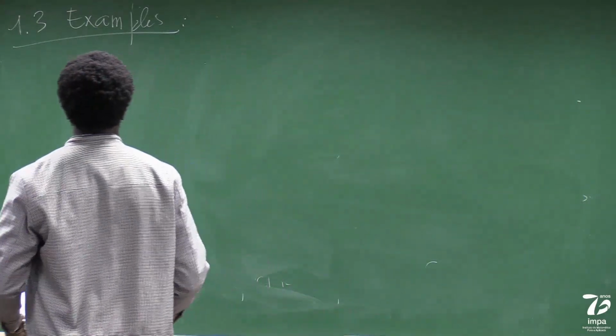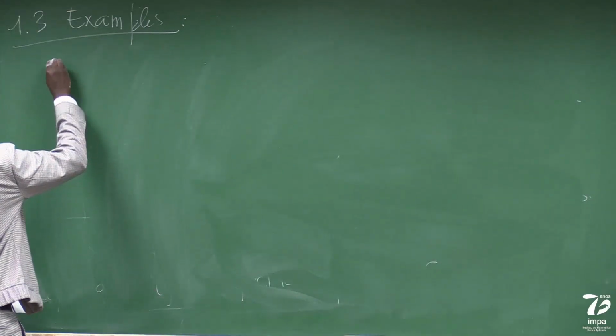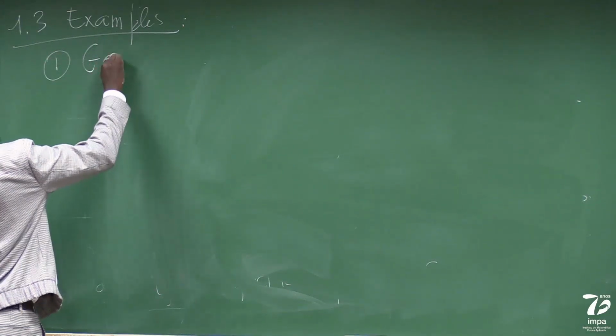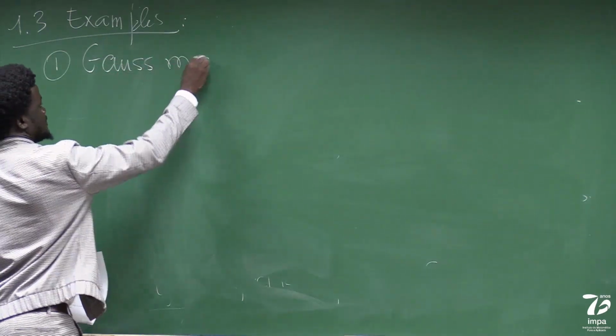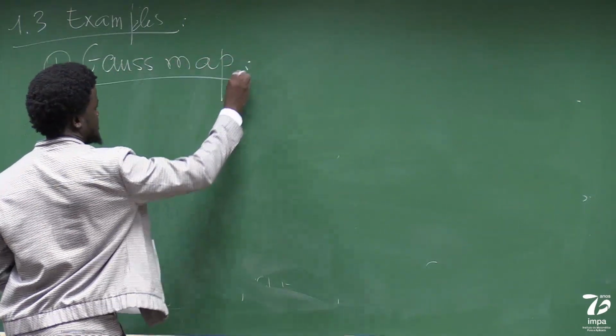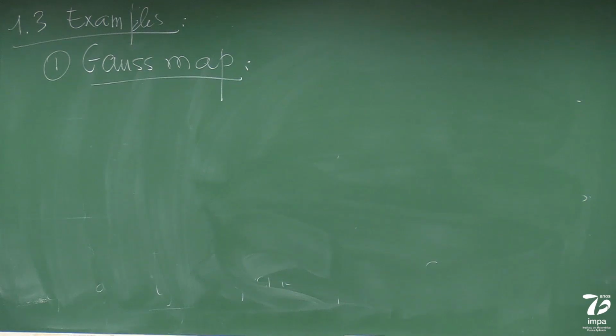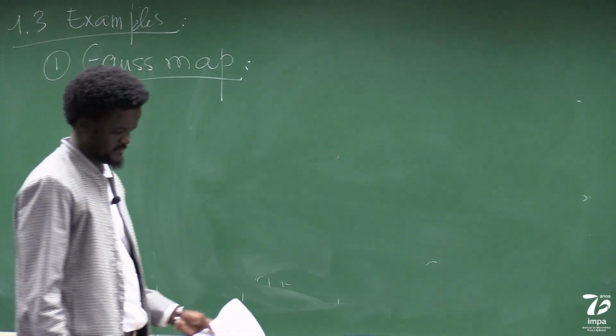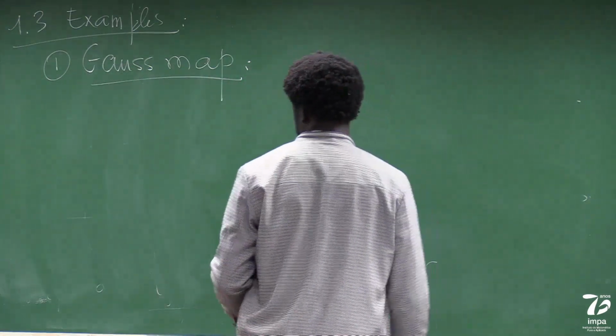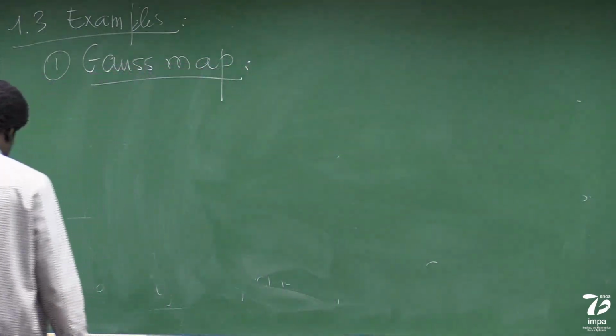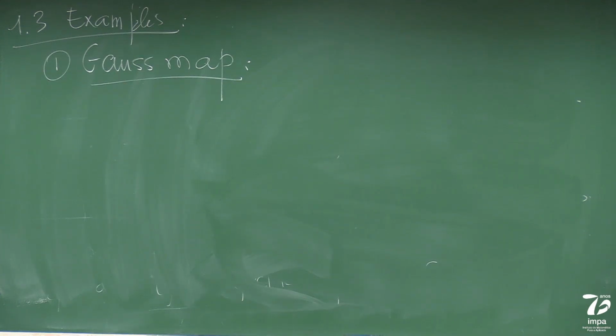Yeah. So first example, Gauss map. This is treated in the book. You can also see the proof there. So this is about decimal fraction expansion of any number in 0, 1.